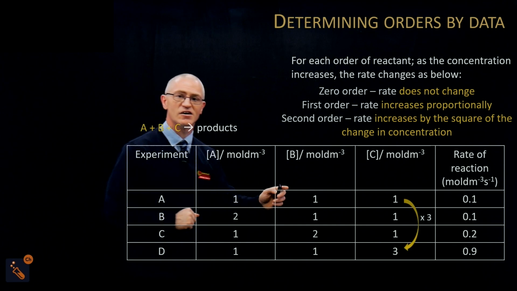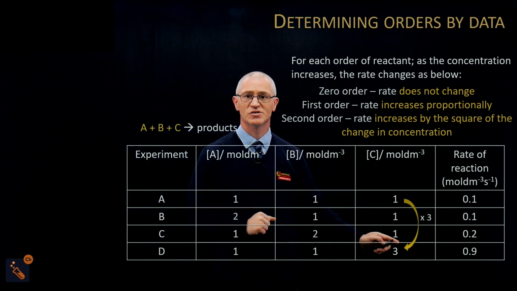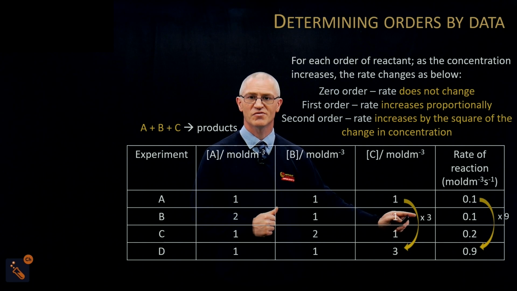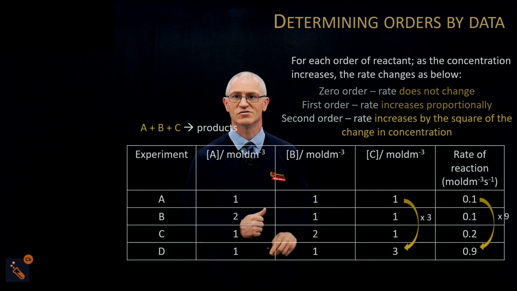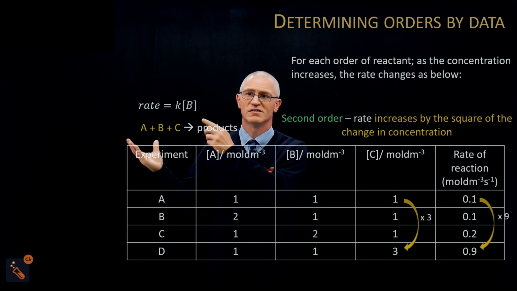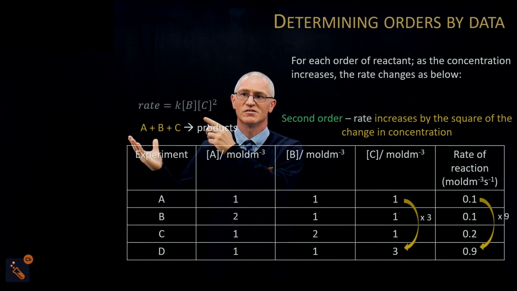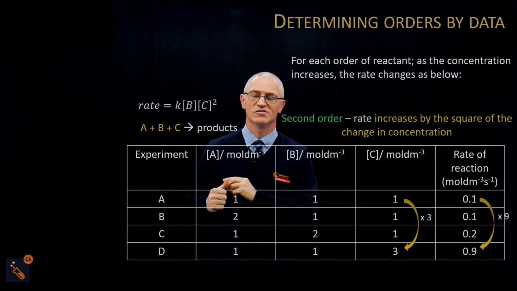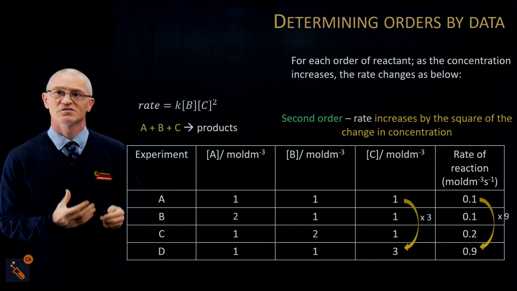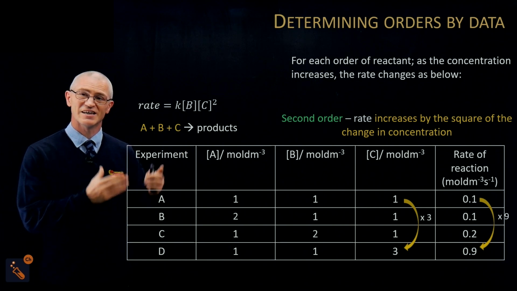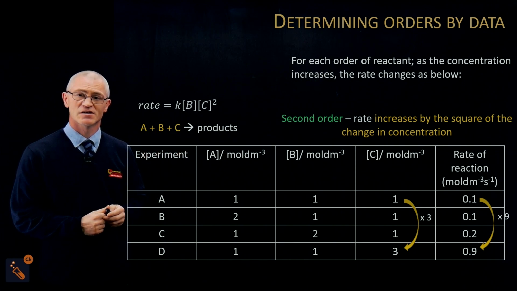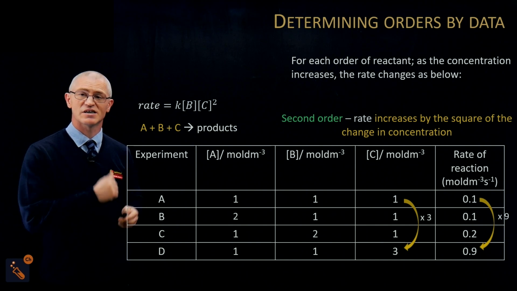We then move to C. I have tripled C, so I look at what I've done to the rate of reaction. That's times by 9. Now, 9 is the square of 3, 3 times 3 is 9. So this means the rate has increased by the square of the change in concentration. If it's done that, it must be included in the rate equation, and it must be second order. So that is how you use data to find out the different orders and then make up your rate equation, and from there you can calculate the rate constant.